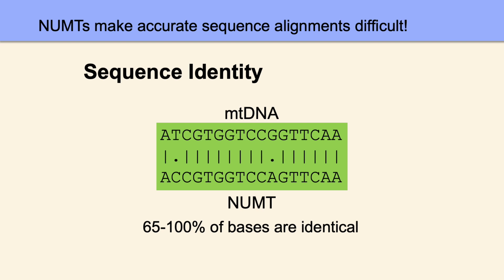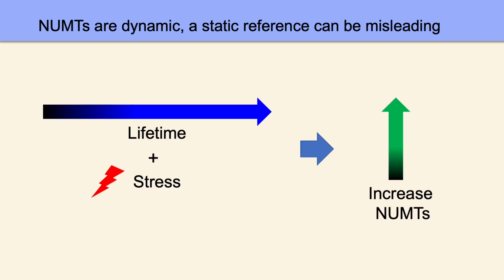What that means is that it may be impossible to tell whether a short read should align to the mitochondrial DNA or a NUMT based simply on sequence composition alone. It is important to realize that NUMTs are dynamic entities. What this means is that the sequence composition of existing NUMTs can change throughout a person's lifetime. And even more remarkably, one can also acquire entirely novel NUMTs during his or her lifetime.